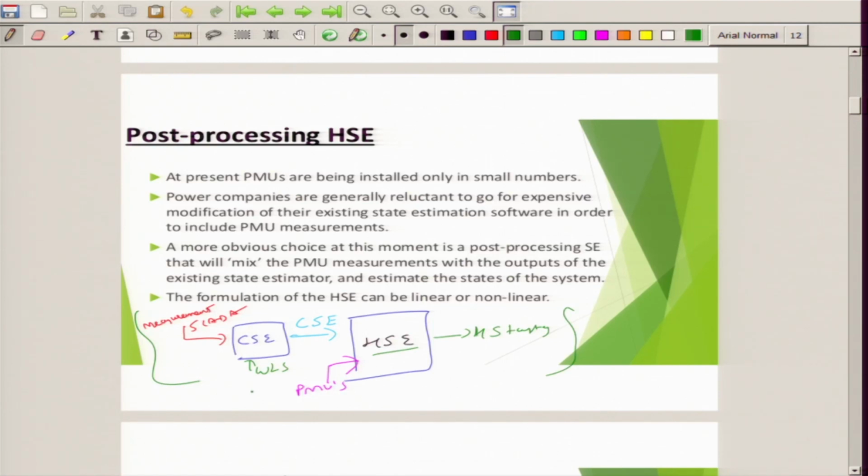So there is a conventional state estimation which uses the measurements from SCADA, and by using the weighted least square approach, the conventional states are estimated. Then these conventional states are given as input to the hybrid state estimator, which receives along with this the input from PMUs, and then you will get the final states. So a more obvious choice at this moment is a post processing state estimator. As I told, this will mix the PMU measurements as well. Now the formulation of the hybrid state estimator can be linear or non-linear. We will discuss both of them now.